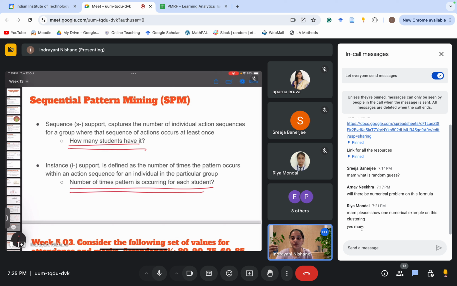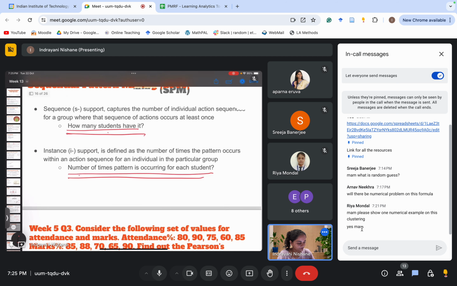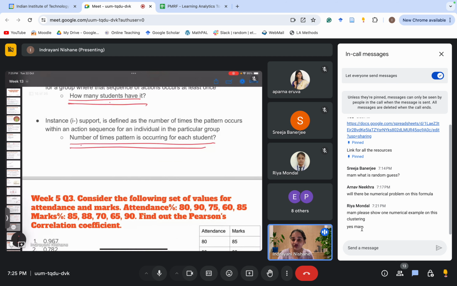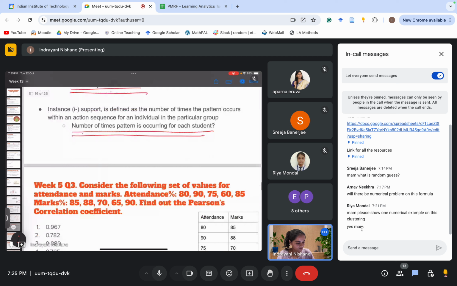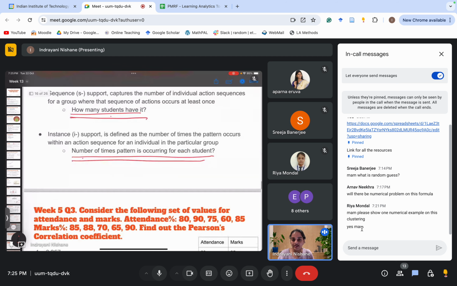If there are questions where they give you the sequence support value and ask how many students have it, then sequence support multiplied by the total number of students will tell you how many students have that particular pattern. And so on. These questions will be important to remember, like how to differentiate S support and instance support. Instance support is also called I frequency. As the name suggests, frequency will tell us how many times that particular pattern is occurring for each student. So the frequency of that pattern is instance frequency.